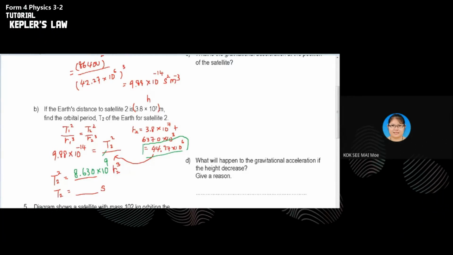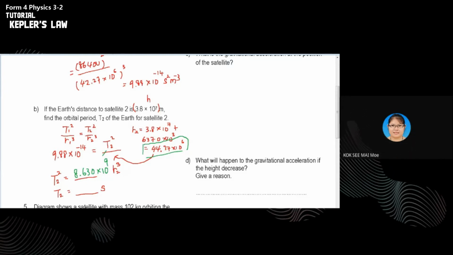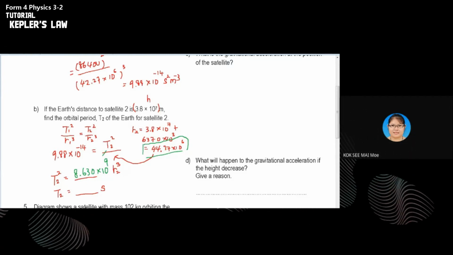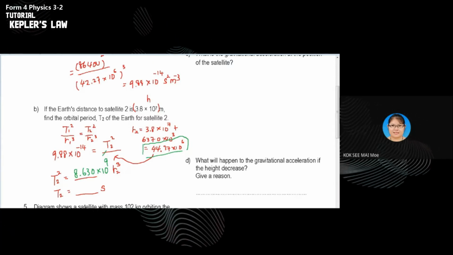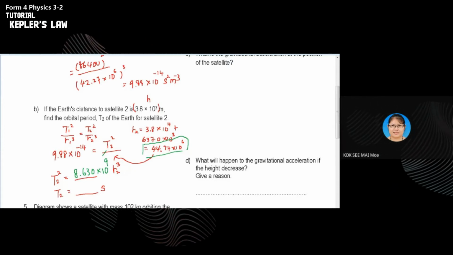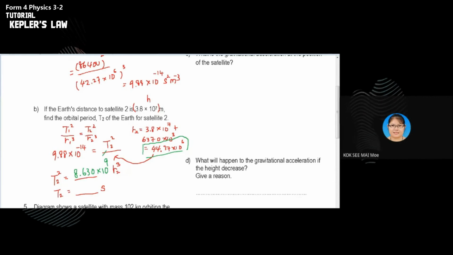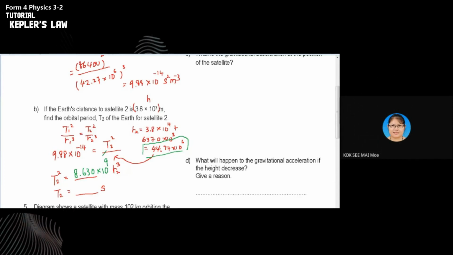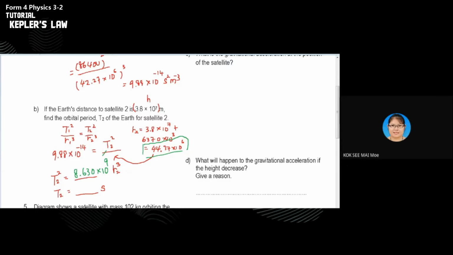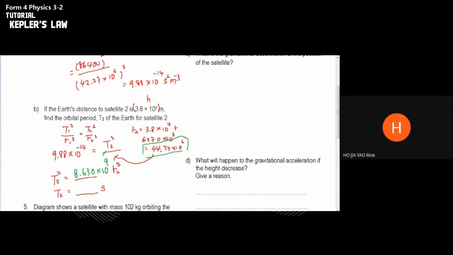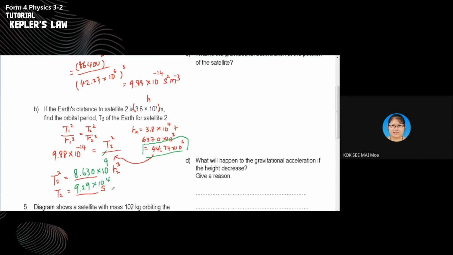Remember? T square. Must equal, you don't go straightforward. 44.37 times 10 power of 6. You need to cube first. After that, you equal. Don't click all the things there, final equal. 9.29 times 10 power of? 4. Yes. Power of 4, then second.